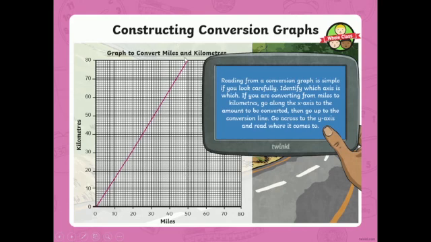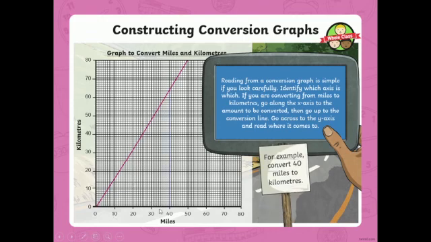So if we want to go from miles to kilometres, all we need to do is find our distance along the x-axis, so along the bottom, and then follow that up until we meet our line. So if I was looking at 40 miles, you can see I find 40 miles along the bottom, follow it up to the line, and then go across and see how many kilometres that is roughly equal to. So it would be 64 kilometres.